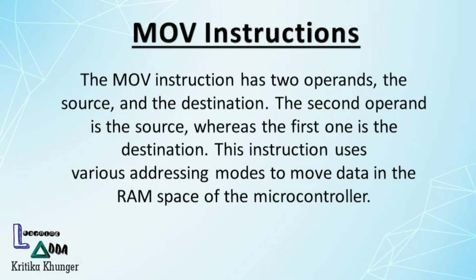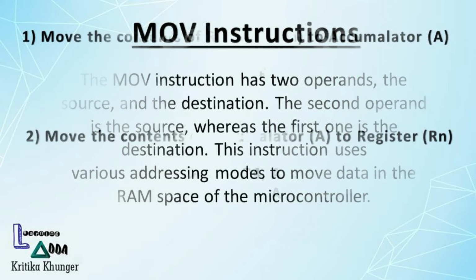Move instruction, basically when we want to move or copy the content of source to destination location, we use the move instruction. Okay, so over here we can use any of the special function register, accumulator, or any register as source or destination location. The move instruction has two operands, the source and the destination. The second operand is the source, whereas the first operand is the destination. This instruction uses various addressing modes to move the data in RAM space of the microcontroller.